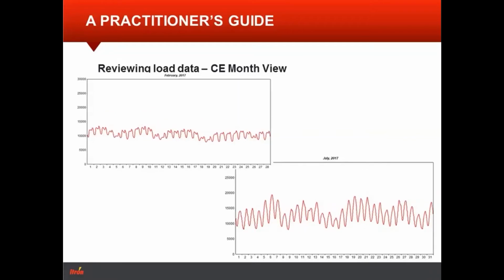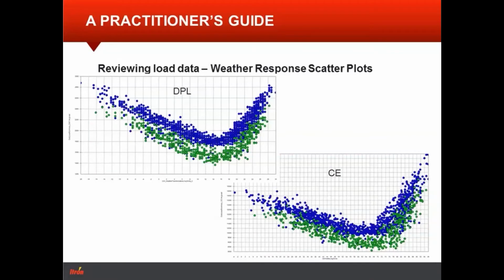Here's month views for the other system we looked at. And then here's the core weather sensitivity graph that we look at. It's a scatter plot. In this case, it has the average load, or daily load, on the vertical axis against temperature on the horizontal.